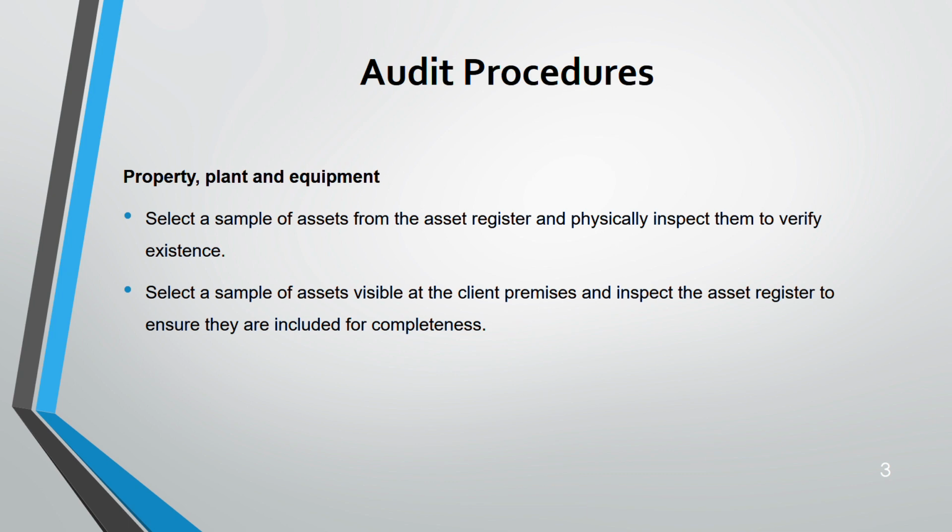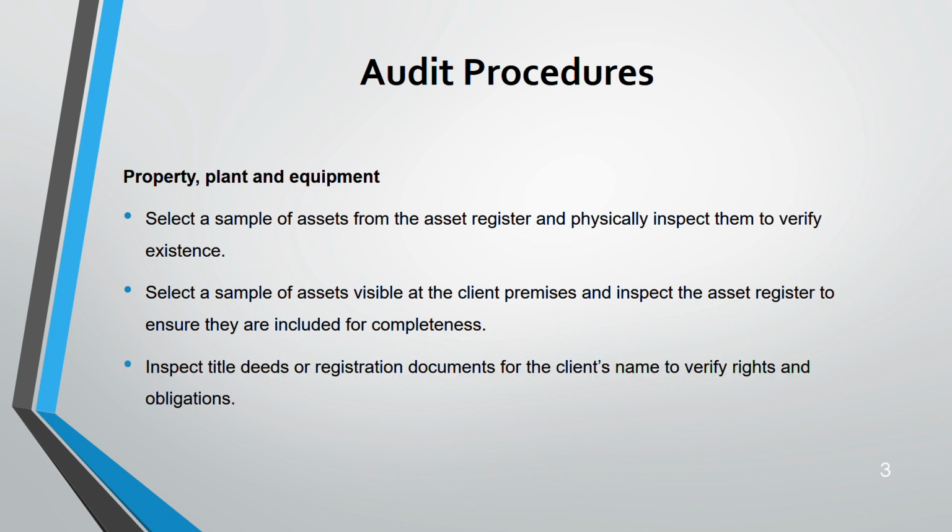The order changes. Select a sample of assets visible at the client premises and inspect the asset register to ensure they are included, for completeness. That means whatever is visible in front of you is there in the asset register also. So it's complete. Third, remember it's an asset. Property, plant and equipment is an asset. For an asset or a liability, if it's an asset, it's a right. If it's a liability, it's an obligation.